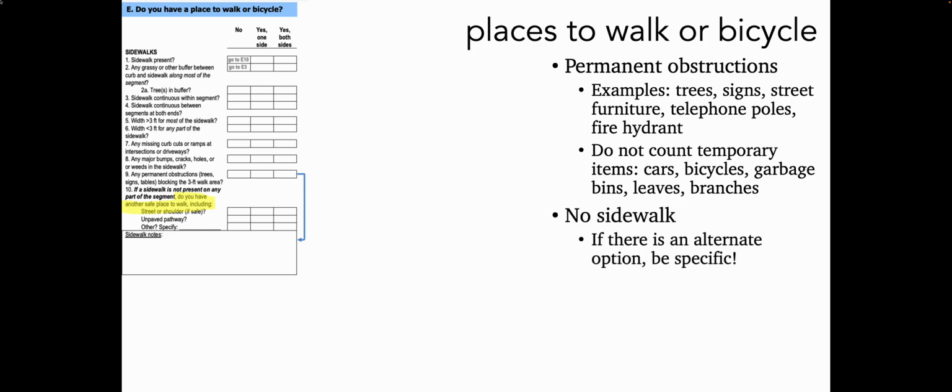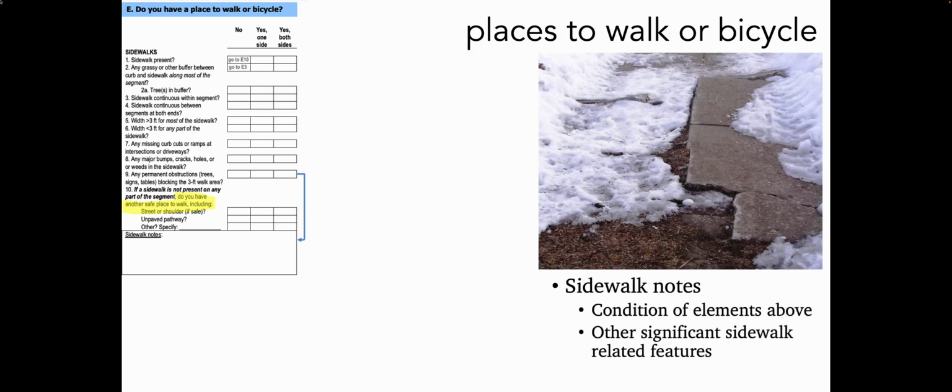If there is not a sidewalk present, look for alternative resources for walking or bicycling. For instance, there may be an unpaved pathway that is well worn, or a street or shoulder that is safe to walk on. In the notes section, record the condition of the elements discussed above or other significant sidewalk-related features that might be present, like ice or snow.